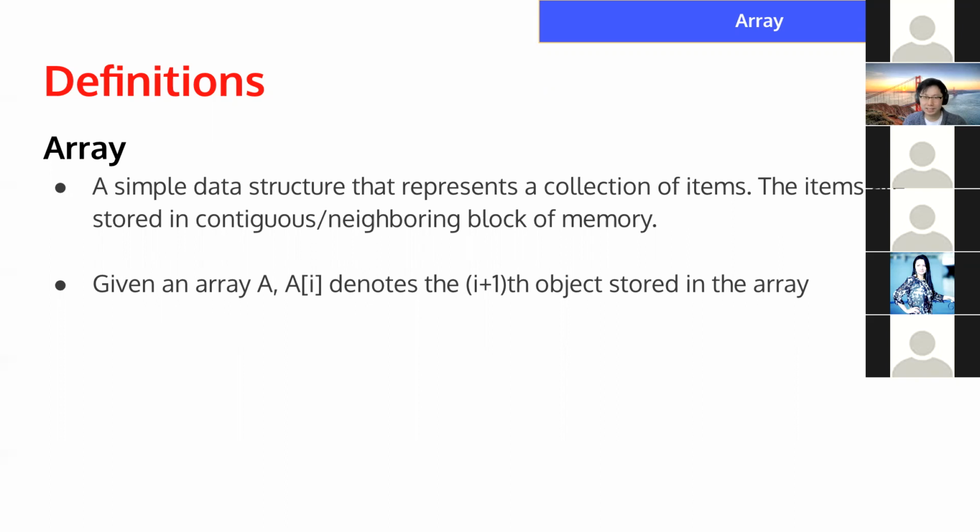So how you access this array is, let's say you're given an array A, A of I denotes the I+1 object stored in an array. There's a +1 here because, remember, computer science is often 0 index based. So A of 0 will give you the first object. So A of I will give you the I+1 object. So A of 1 will actually be not the first object, but the second object stored in an array.